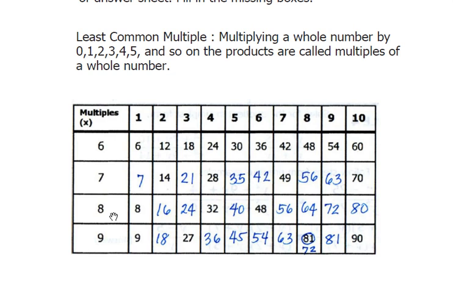Same is true with multiples of 8, meaning 8 times 1, that means 8. Then you keep adding. Add plus 8, that becomes 16, and 16 is equal to 8 times 2, and so on and so forth. It says here, least common multiple. That means multiplying a whole number by 0, 1, 2, 3, 4, 5, and so on, so that the products are called multiples of a whole number. This is all for now.